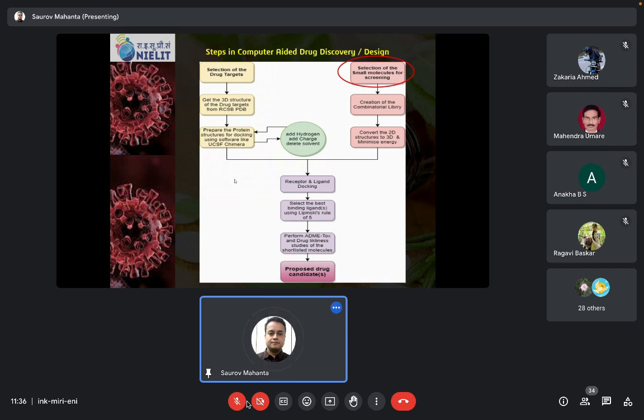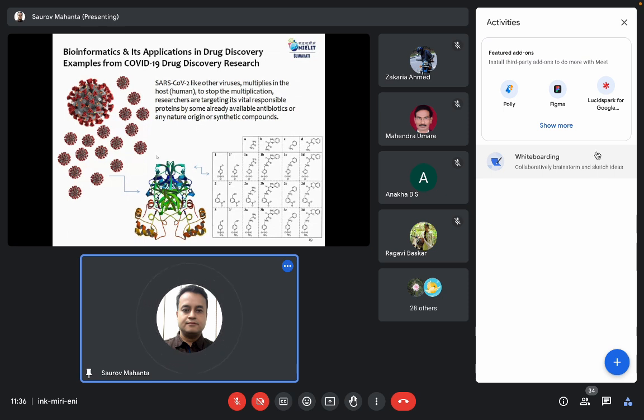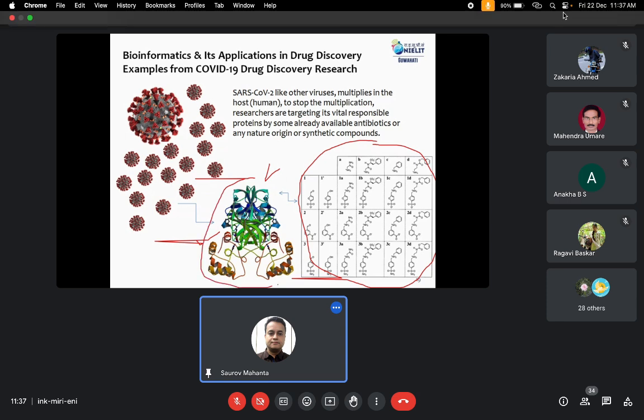The left part is for the protein, and the right part is for small molecules. So this is the selection of small molecules for screening. These are the small molecules, ready for screening against a SARS-CoV-2 viral protein. Now, what you need at this moment is the 3-dimensional structure of the protein, as well as the 3-dimensional structure of each and every ligand. These are the ligands, and this is the protein target.